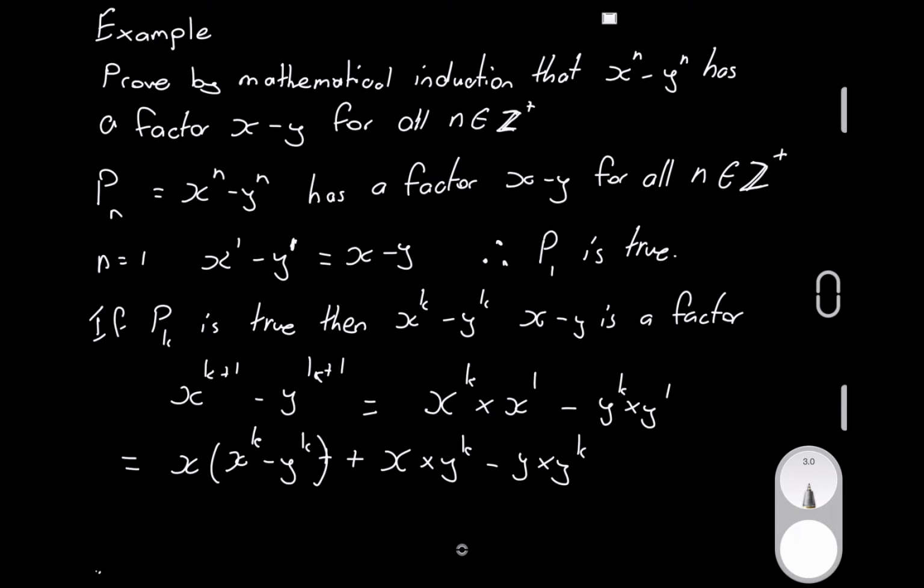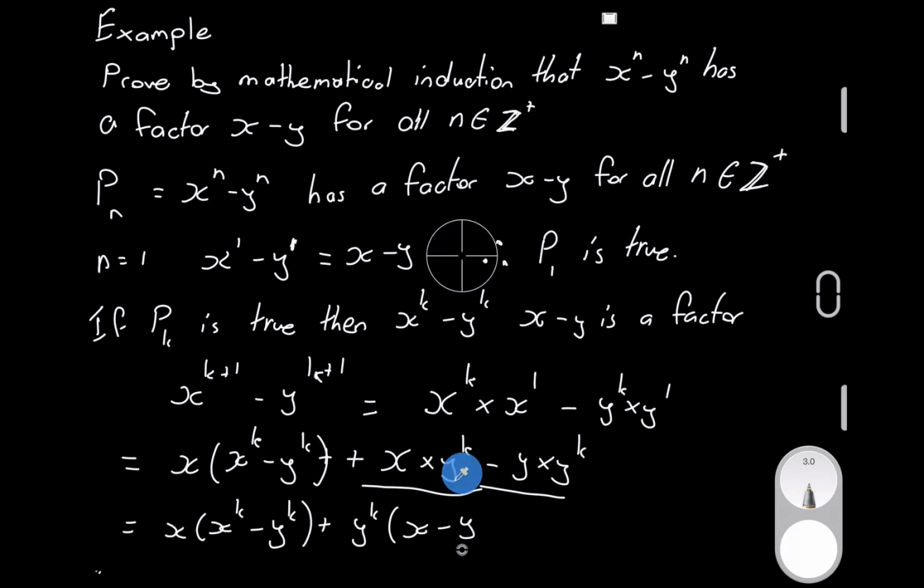Then what we can do is take out the common factor over the right hand side. Over this side, we can take out the common factor of y to the power of k, and what we're going to be left with is x to the power of k minus y to the power of k plus y to the power of k times (x minus y).